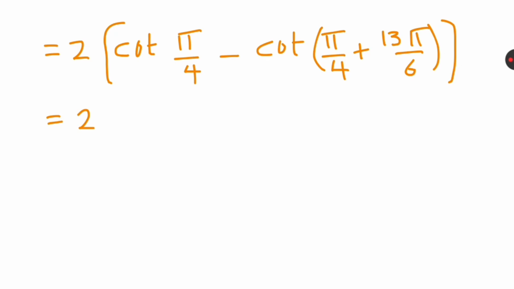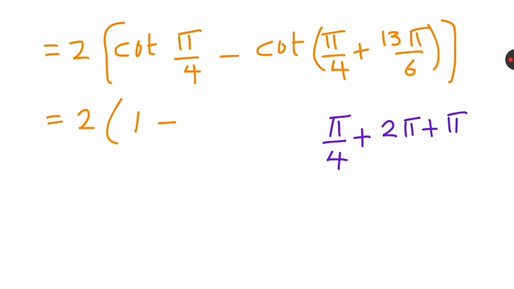We know that cot pi by 4 is nothing but cot 45, and the value is 1. The first term is 1. We only need to find cot of pi over 4 plus 13 pi over 6. This 13 pi over 6 we can write as 2 pi plus pi over 6, isn't it? If you take the LCM, 6 twos are 12 pi plus pi, which is 13 pi over 6.